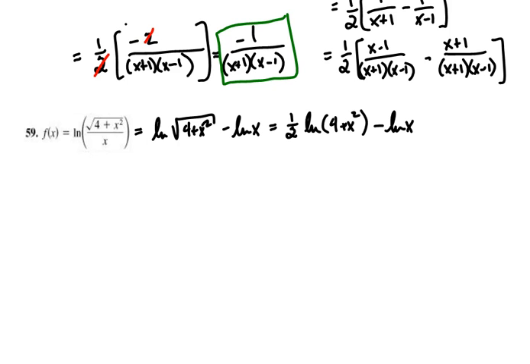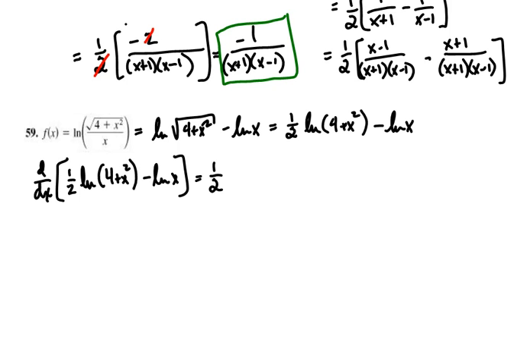Alright, now we're ready to take the derivative of that expression. And when we do that, the 1/2 is a constant multiple, so that stays. And the natural log of anything is 1 over that thing. But then we have to multiply that by the derivative of that inside function, and the derivative of the inside function is 2x. And if I want to, I can write that as 2x over 1. Now the derivative of natural log of x is just 1 over x.